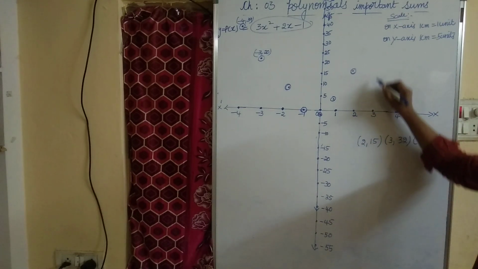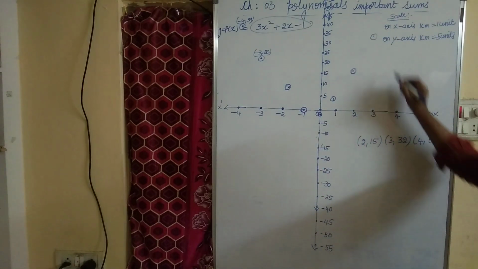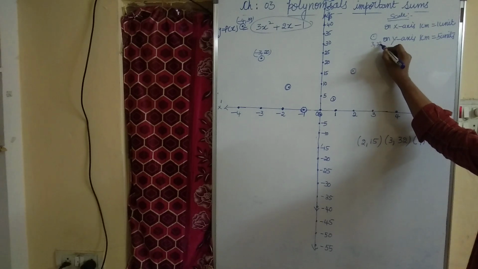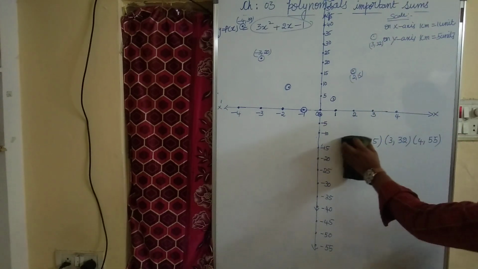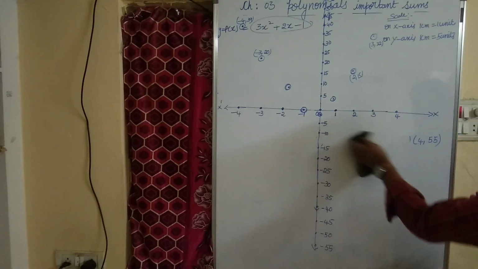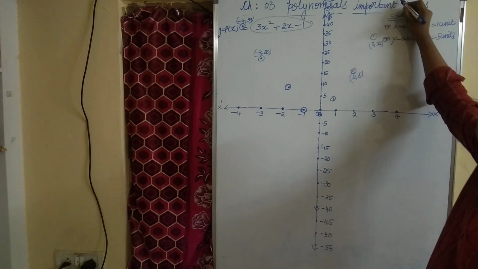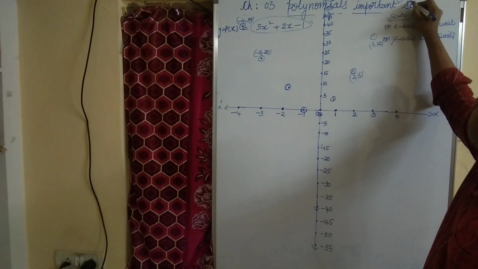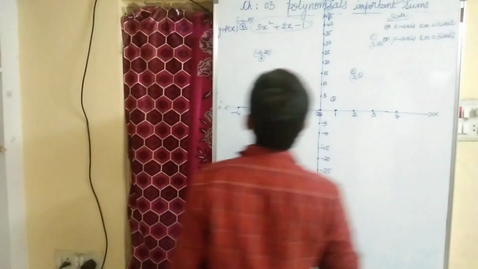On x-axis 3, on y-axis 32. This is 3, 32. This is 2, 15. Right? The next coordinate is 4, 55. On x-axis 4, on y-axis 55. 4, 55. Now let us join these points.